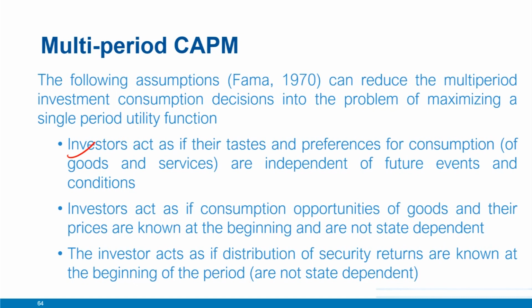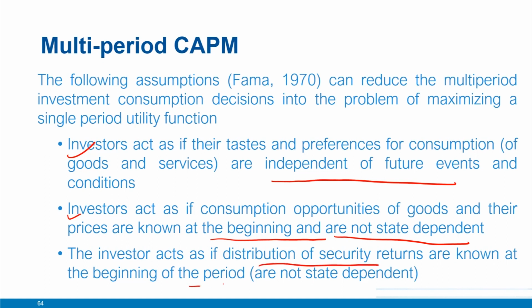First, investors act as if their tastes and preferences for consumption of various goods and services are independent of future events and conditions. Second, investors' active consumption opportunities of goods and their prices are known at the beginning and are not state dependent. Third, investors act as if the distribution of security returns is known at the beginning of the period and is not state dependent. So you can see all these assumptions are trying to make different aspects of decisions, such as expected returns on security, consumption opportunities related to goods and services, and so on and so forth, state independent and known at the beginning.